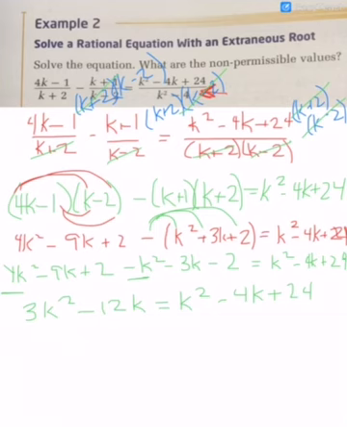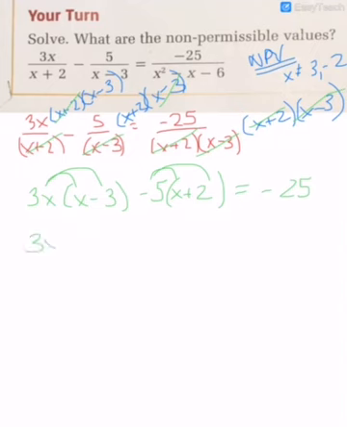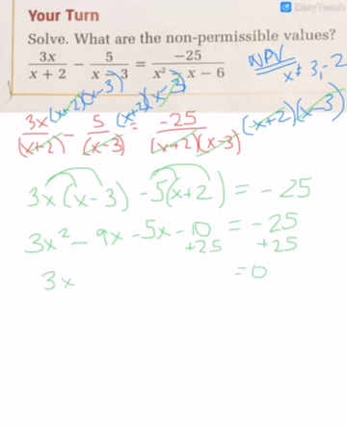From here, just simplify. So let's distribute those two leading coefficients. So 3x squared minus 9x minus 5x minus 10. It's a minus 10 because minus 5 times positive 2 is negative 10. Equals negative 25. Now again, this is quadratic, so I'm going to move everything to one side of the equation. So I'm going to add that 25 over. So it equals 0. So we get 3x squared minus 14x plus 15 equals 0.